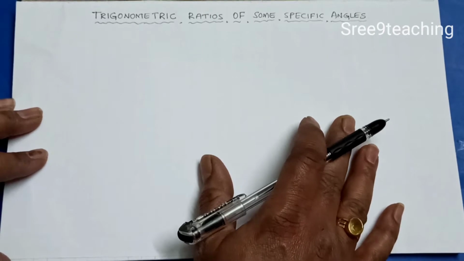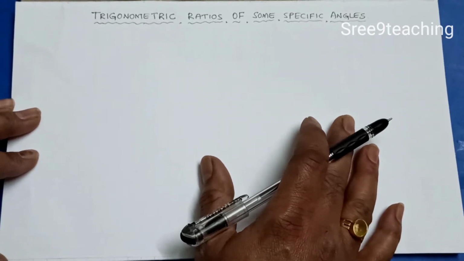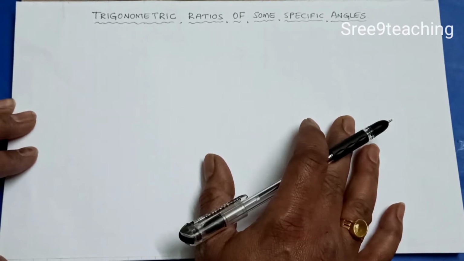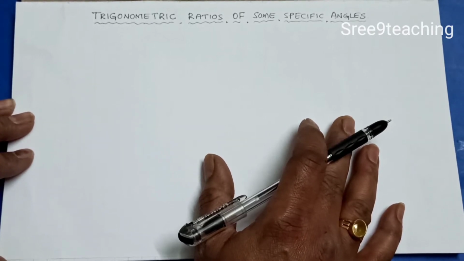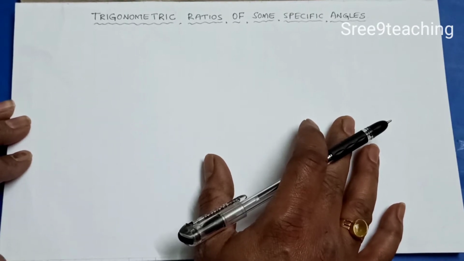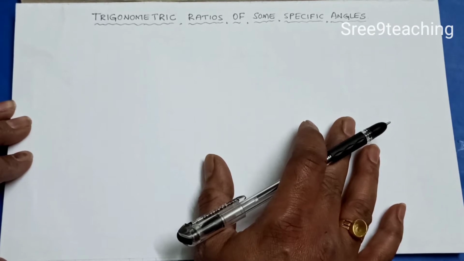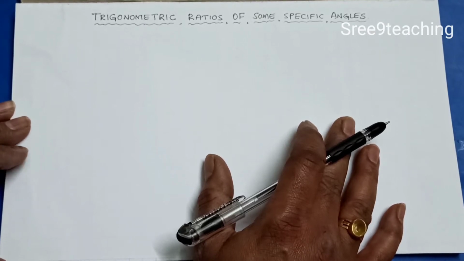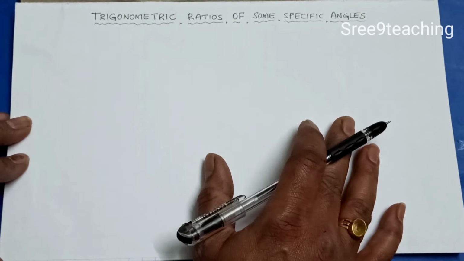So this is maths class. Now we are dealing with the chapter trigonometric ratios. Already you have learned the definitions of trigonometric ratios in the previous class. Now today we are going to learn trigonometric ratios of some specific angles like 30 degrees, 45 degrees, 60 degrees and 90 degrees. So today we are starting trigonometric ratios of some specific angles in this class.